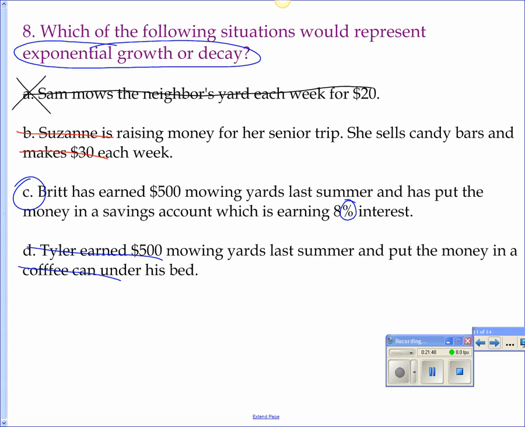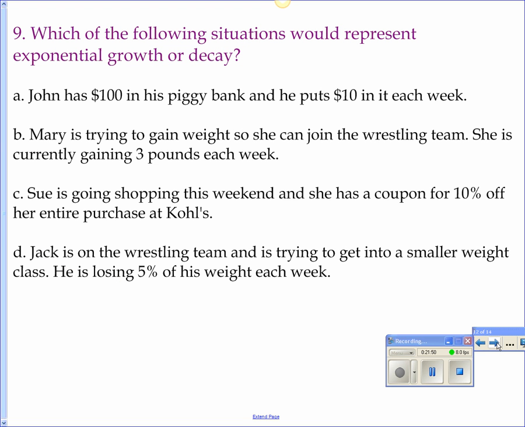Okay. And number 9. John has $100 in his piggy bank and he puts $10 in it each week. Stephen, A, what do you think? Nope, because he's putting in the same amount every week and we're still doing exponential. B, Mary is trying to gain weight so she can join the wrestling team. She is currently gaining 3 pounds each week. Faith, what do you think about that one? Nope.